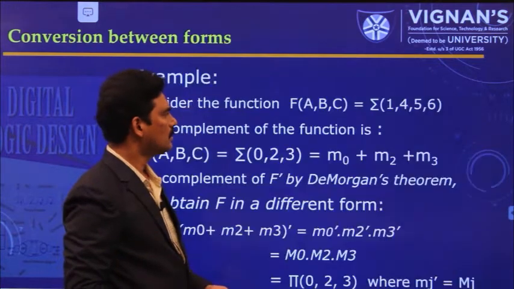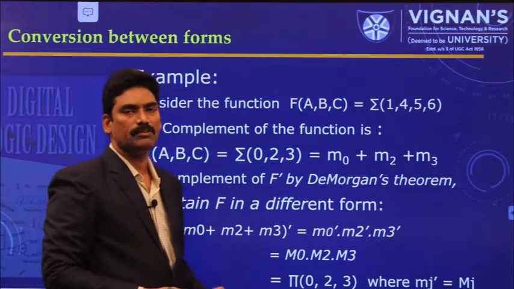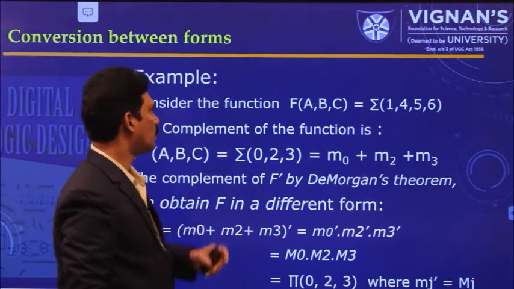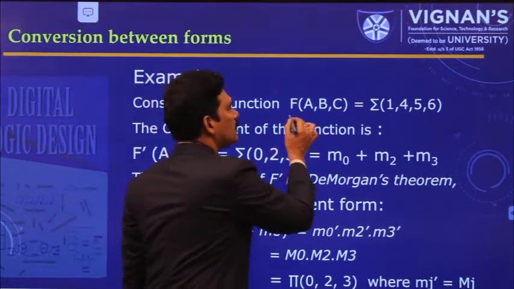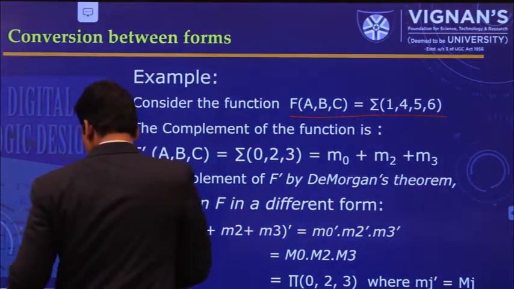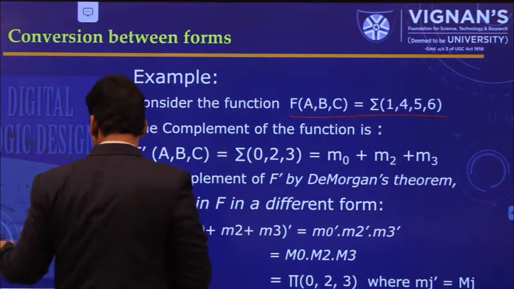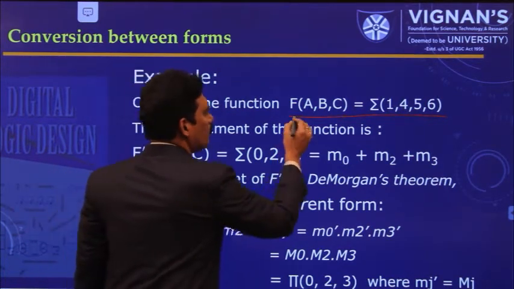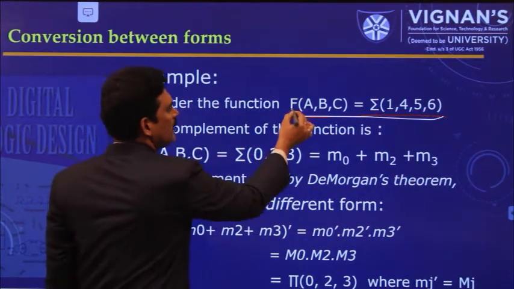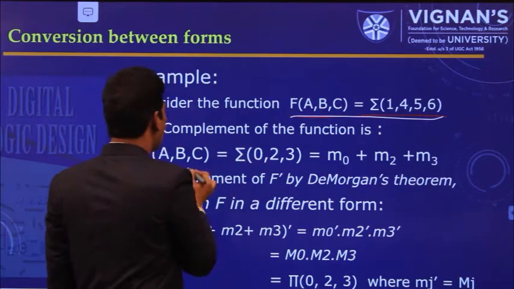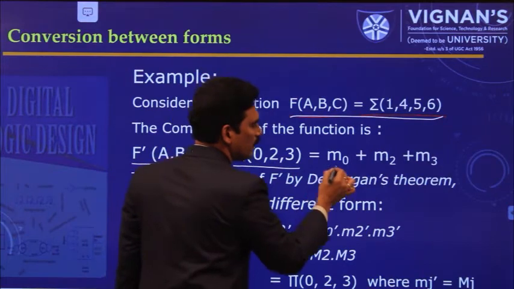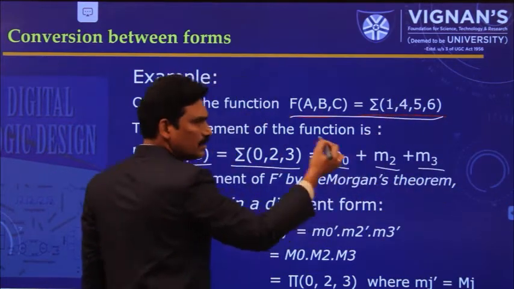Next, I am going to explain with another example. Consider this one. Here the expression is f of ABC is equal to sigma 1, 4, 5, 6. F of ABC is equal to sigma 1, 4, 5, 6. How to represent f complement? F complement of ABC is equal to sigma 0 to 3, that is M0, M2, M3, the terms other than these.